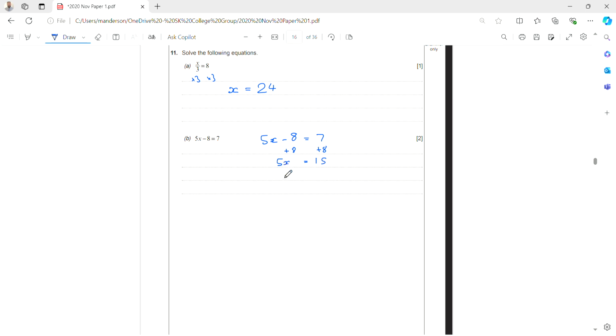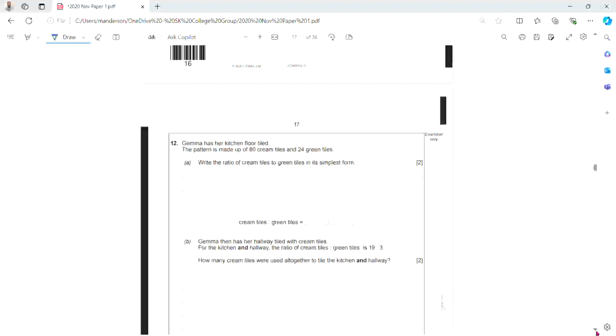I then want to get rid of the 5, which is multiplying by the x, so I'm going to divide both sides by 5. 5x divided by 5 is x on its own, and 15 divided by 5 is 3. So I've got my answer, x equals 3.